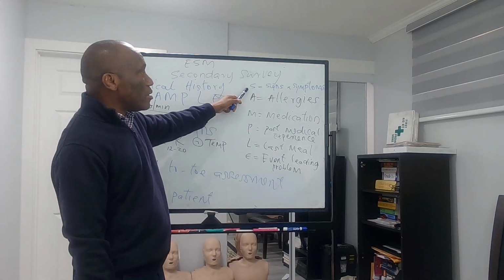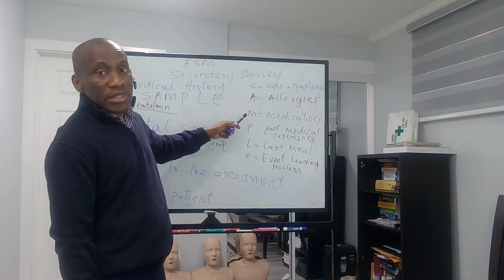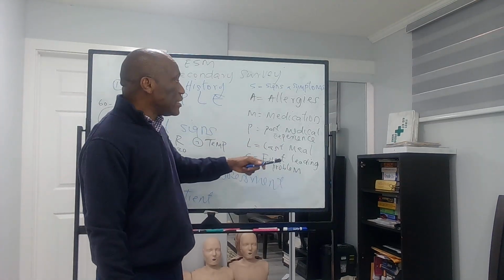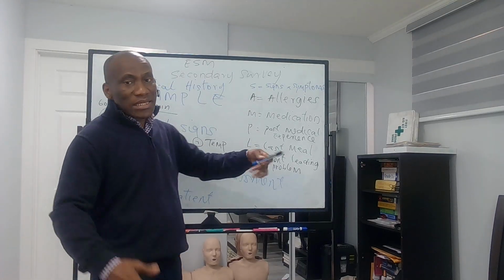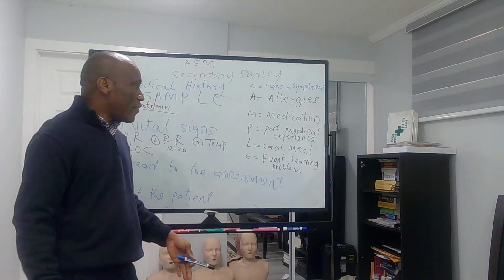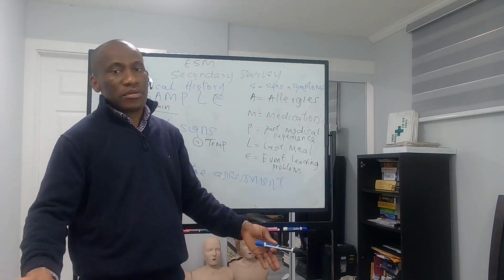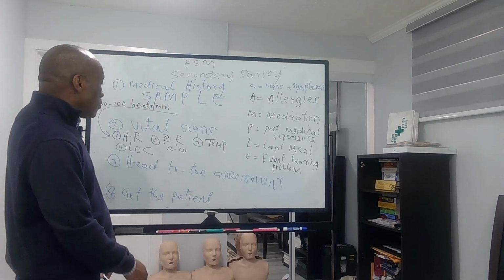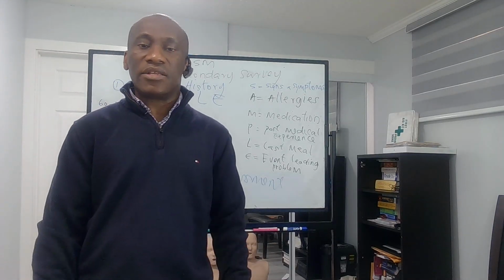Signs and symptoms is S, A for allergy, M for medication. Ask your patient, are you on medication at the moment? P is for past medical history, similar experience, what has happened in the past. L for last meal: have you eaten? What did you eat? Did you drink anything? What did you drink? And then E for event, mechanism of injury. What happened? That should be able to help us. Thank you very much, and then we're going to demonstrate this and it will be clearer.